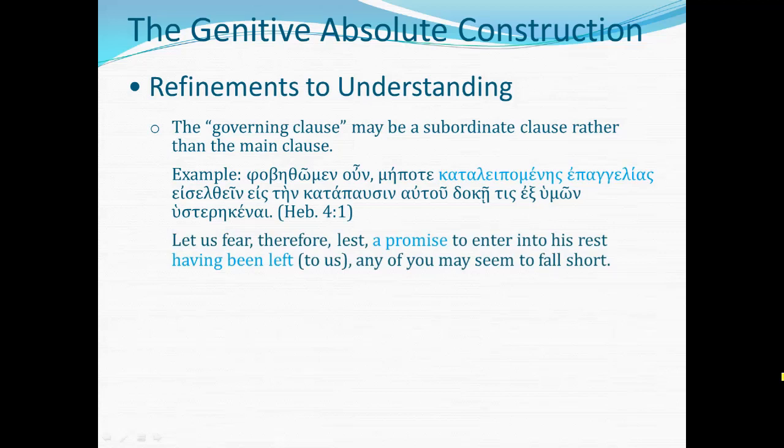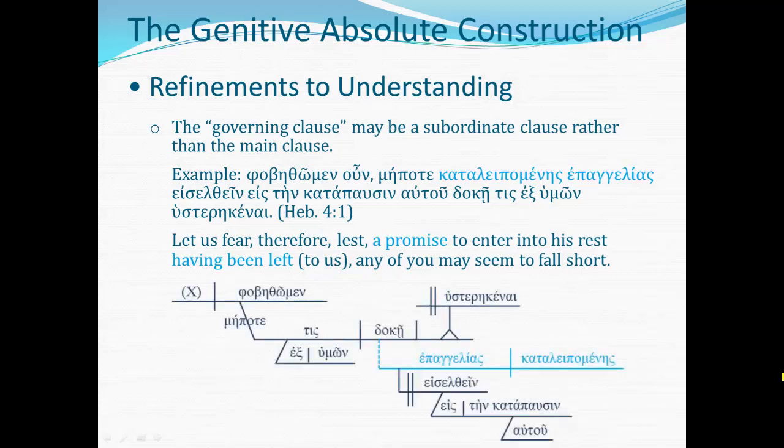There are quite a number of verb forms in this verse. Which one does the participle katalepomenes modify adverbially? Well, we don't have time to work through all the possibilities, but here's the best connection. Let us fear lest any of you should seem to fall short in spite of having this promise left. So the best connection is to the subjunctive dokei, even though that's not the main clause of the sentence. The genitive absolute can be buried quite deeply in a sentence's grammar.